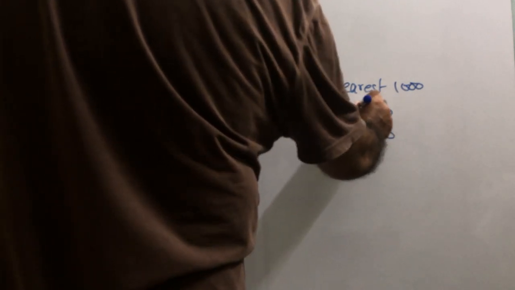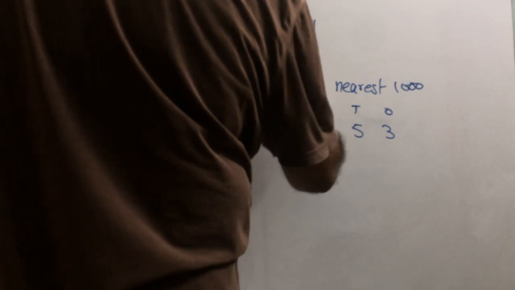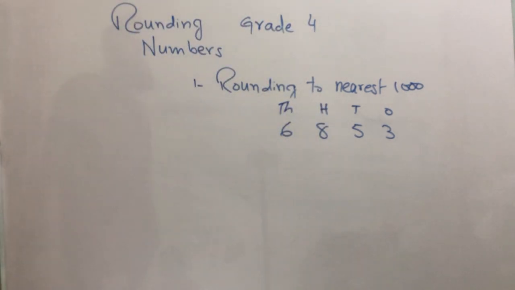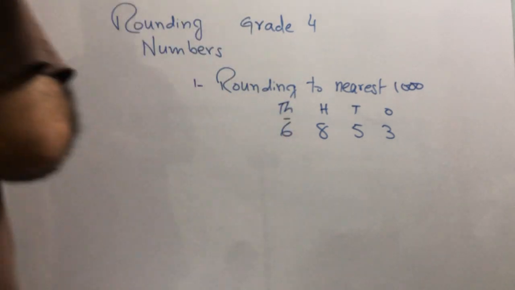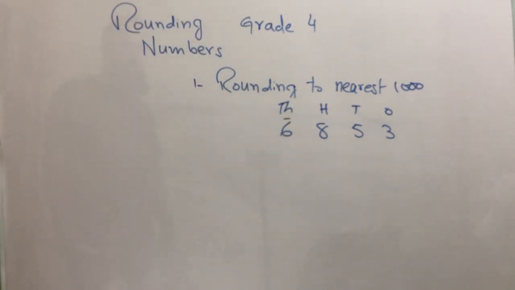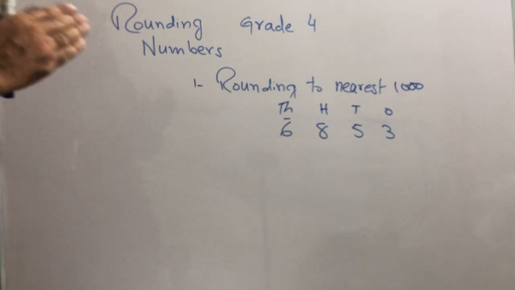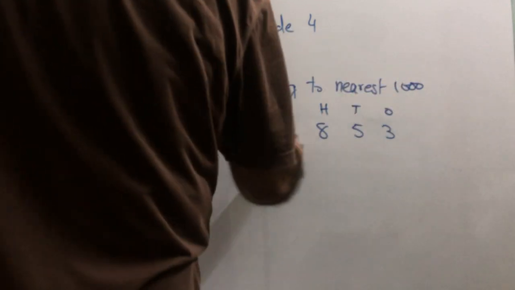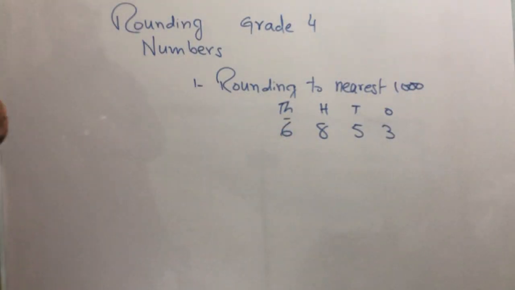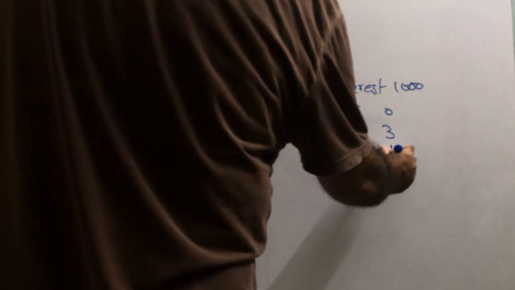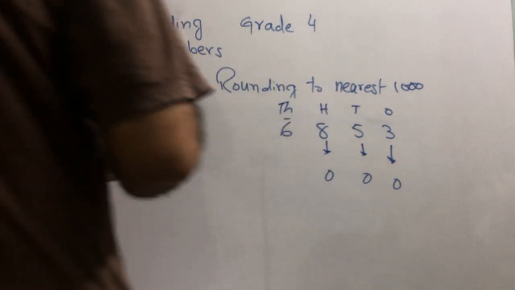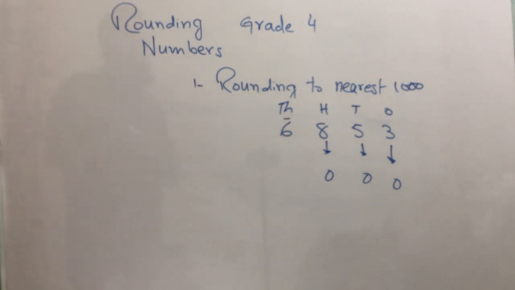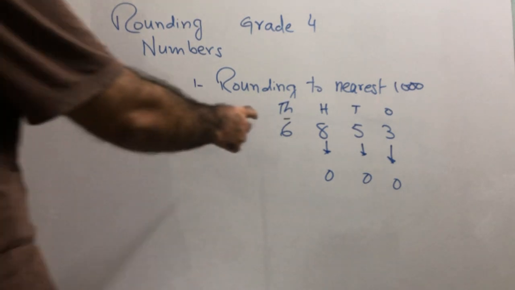6853, this is the number: ones, tens, 100, 1000. We need to round it to the nearest 1000, so place some symbol that we are going for nearest 1000 rounding. The very first action, if we are rounding to the nearest 1000, is that all the digits on the right side become 0, 0, 0.